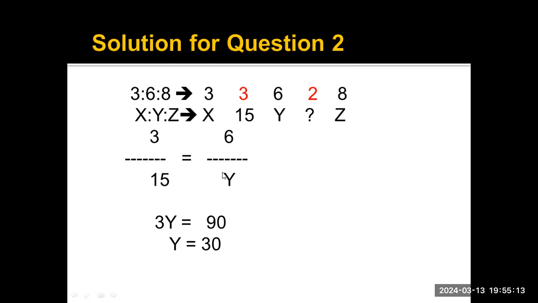So doing the cross multiplication, ensuring that the product of the means equals the product of the extremes. Doing the cross multiplication, we have 3y equals 90. Dividing both sides by 3, we have y equals 30. Therefore, the actual value of y is 30 pesos.